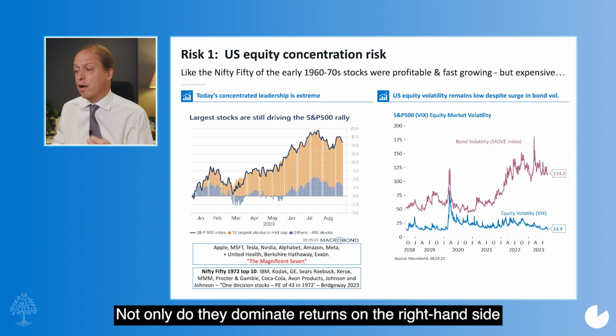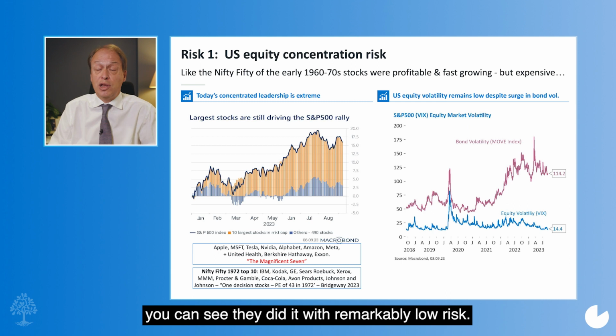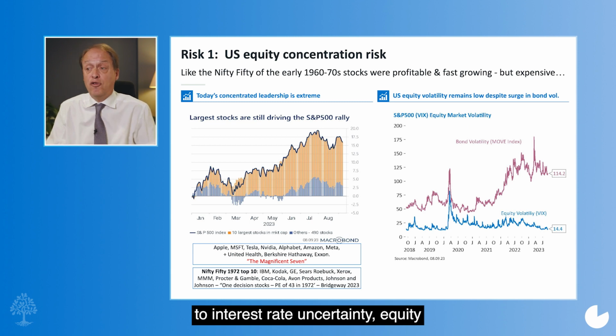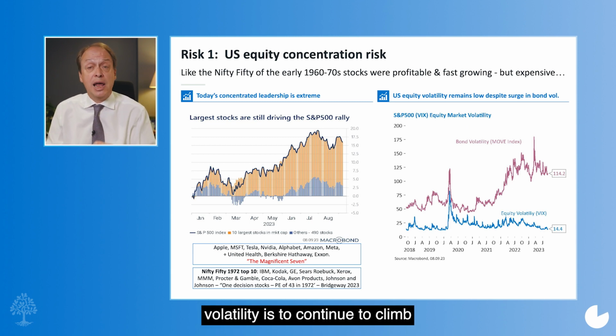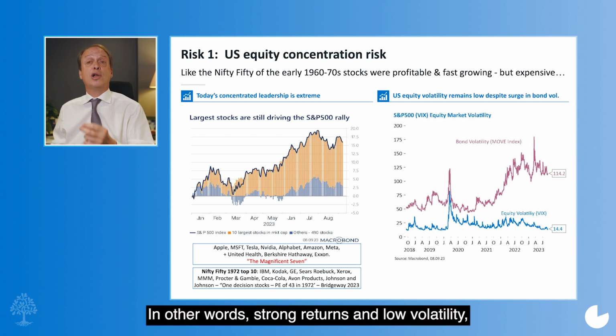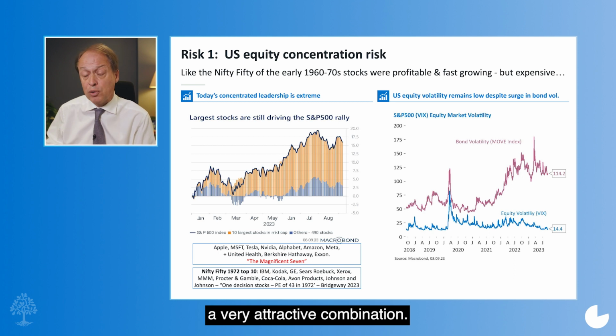Not only did they dominate returns, but on the right-hand side, you can see they did it with remarkably low risk. While bond volatility has soared, thanks to interest rate uncertainty, equity volatility has continued to decline, and at 14.4 is well below the 5-year average. In other words, strong returns and low volatility, a very attractive combination.